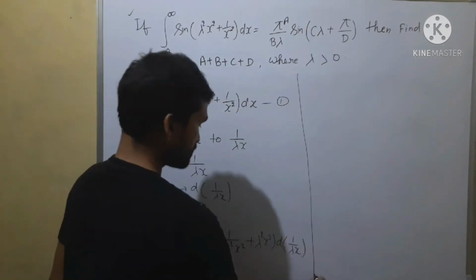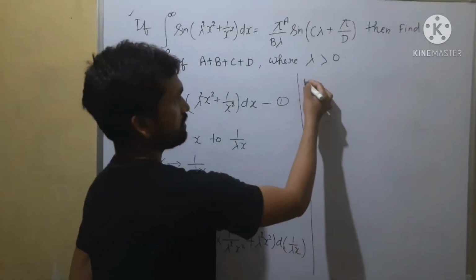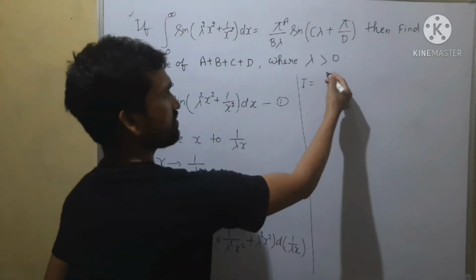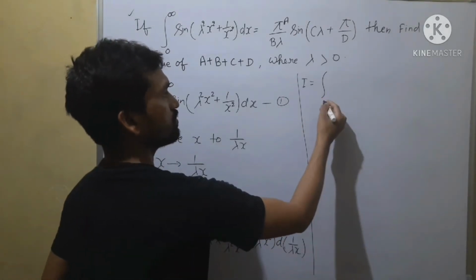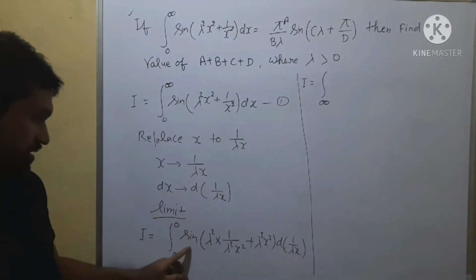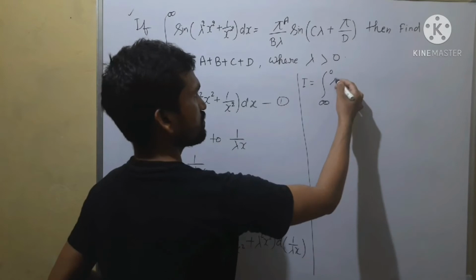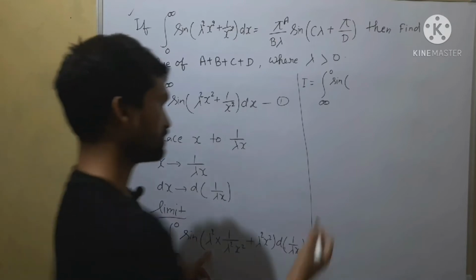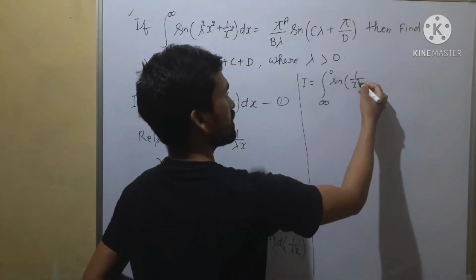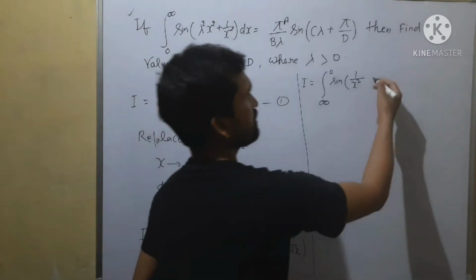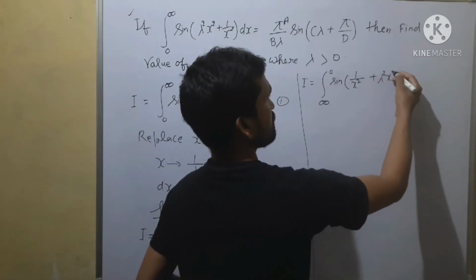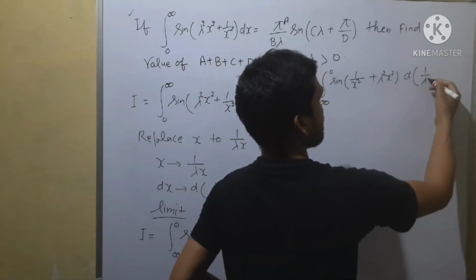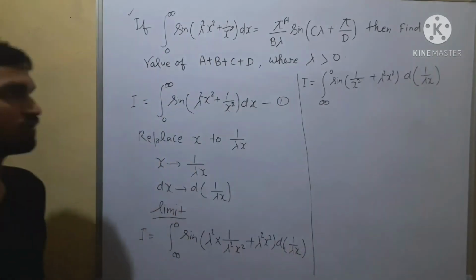Okay, now we should simplify this. We get I is equal to what? I will be the limit from infinity to 0, sine of, here lambda square and lambda square will be cancelled out, so it will be only 1 by x square, and here it is plus lambda square x square, and d of 1 by lambda x.